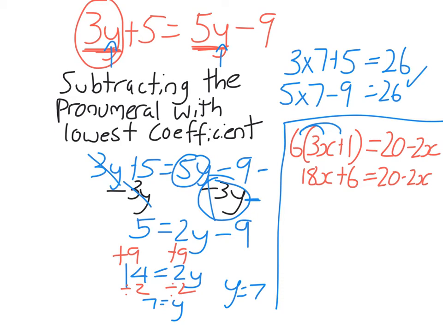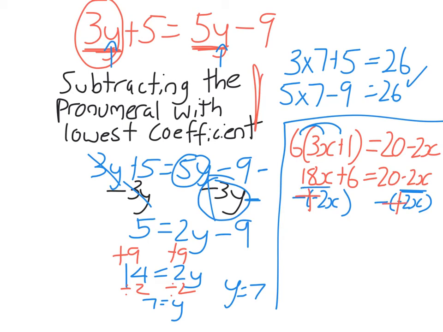Now I'm going to follow this rule here: subtract the pronumeral with the lowest coefficient. This one here has the lowest coefficient, but the number in front of it is not 2, it's negative 2. So I need to subtract negative 2x from both sides, or in other words, that's the same as adding 2x. So I need to add 2x to both sides.